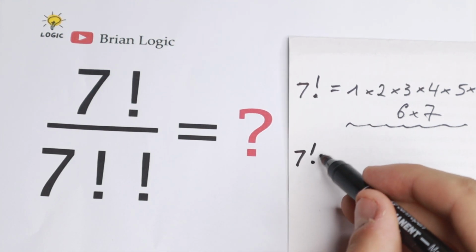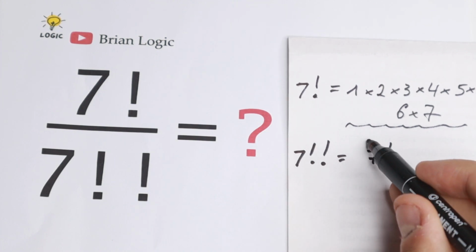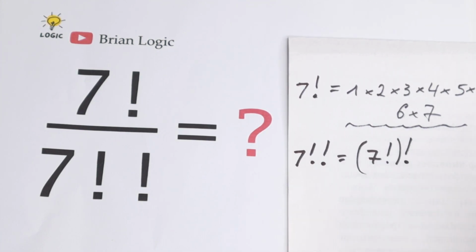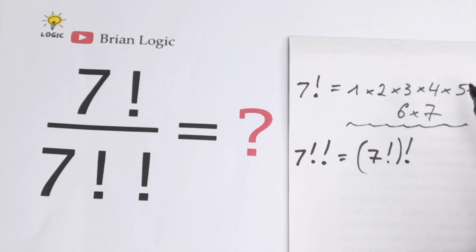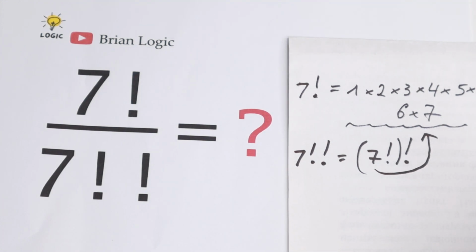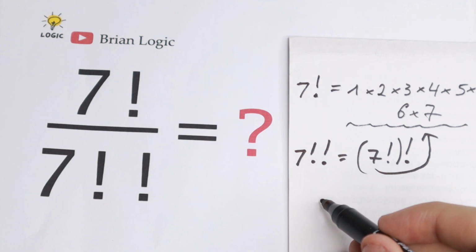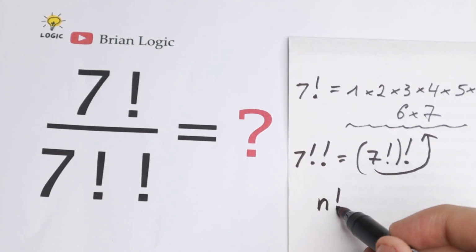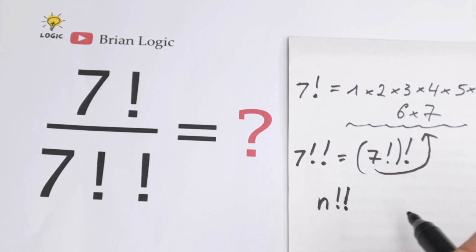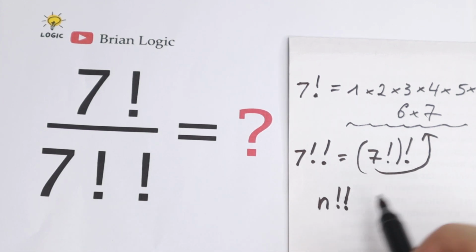7 with double factorial, on first sight it looks like 7 factorial, and we find one small factorial. But take a look, it would be a really huge number. So in mathematics, the double factorial of a number n, denoted as n with double factorial sign, is the product of all numbers up to n that have the same parity, odd or even.